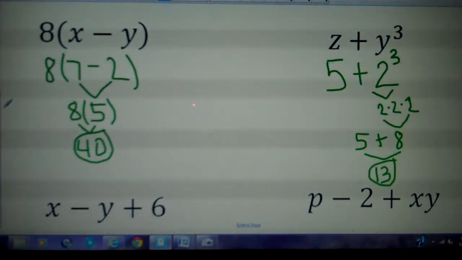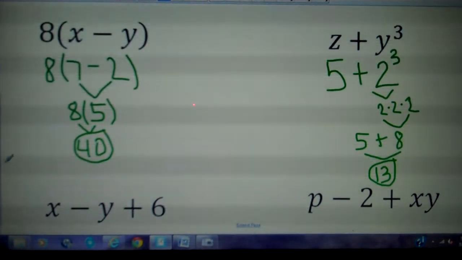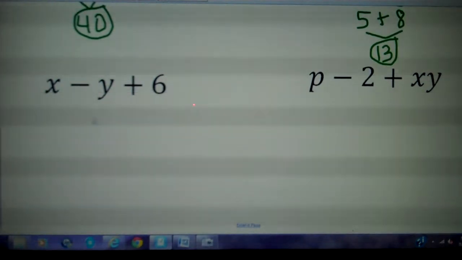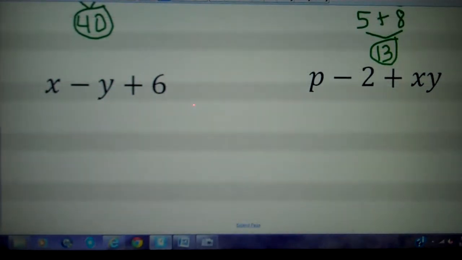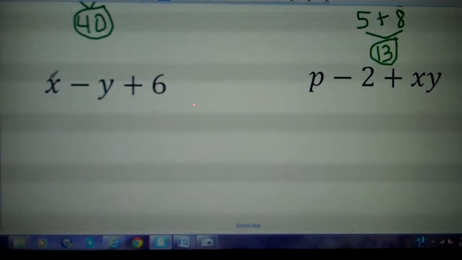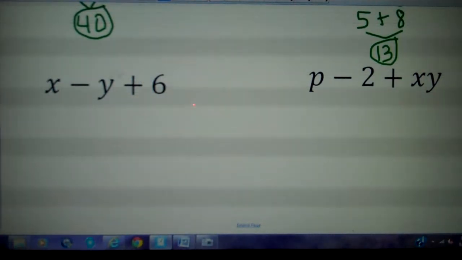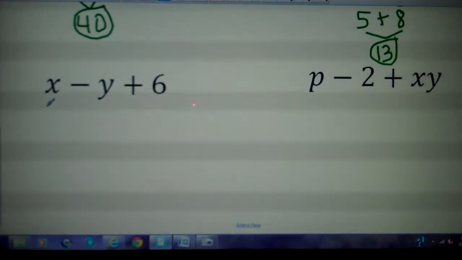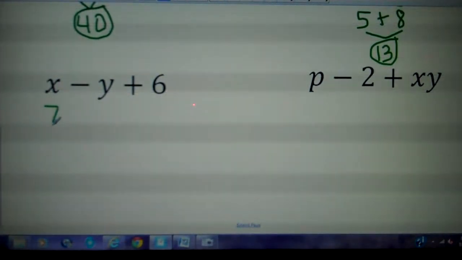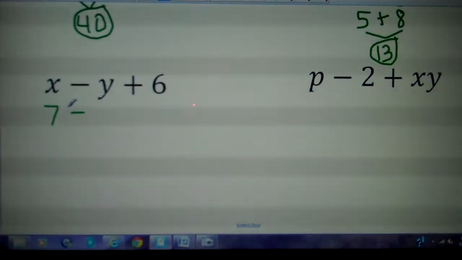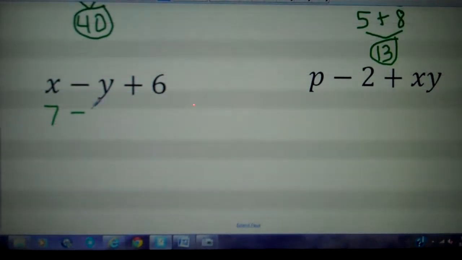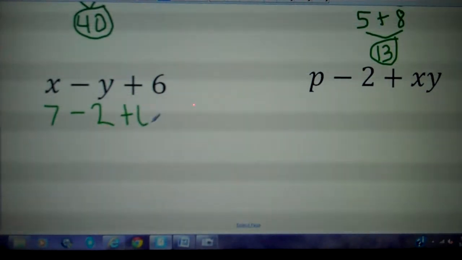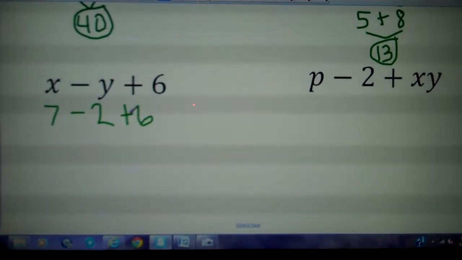Now we're going to do these last two. So for this first one, x minus y plus 6. Remember, if you look at the top of your paper, the value of x is 7. So I'm going to plug it in, minus y, and the value for y is 2, plus 6. And I've got subtraction and addition.